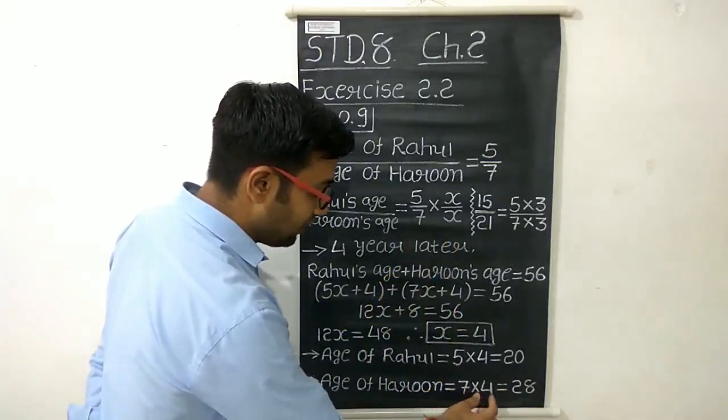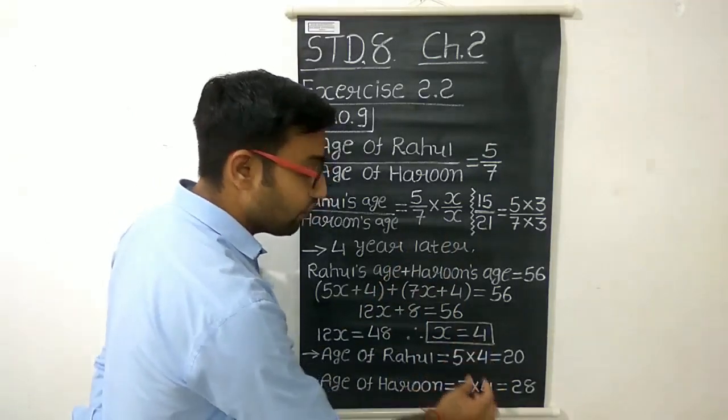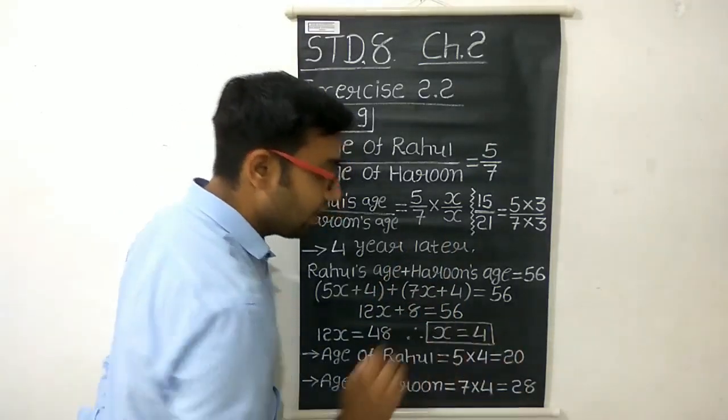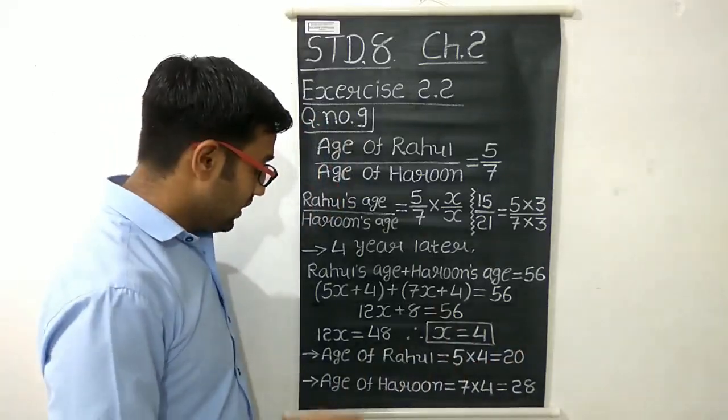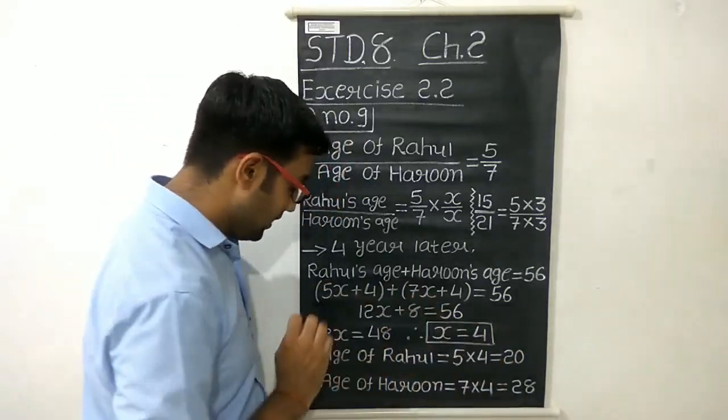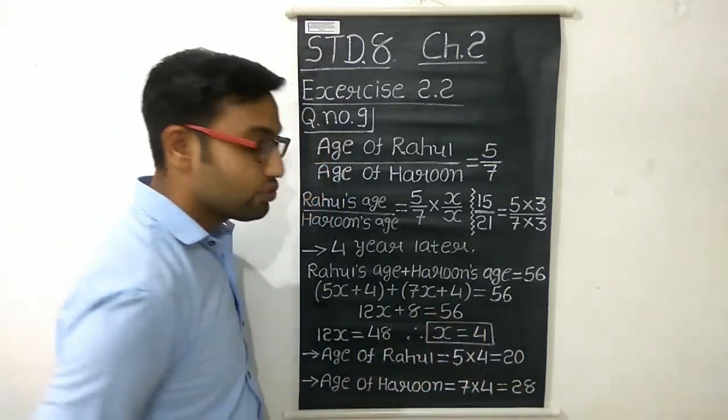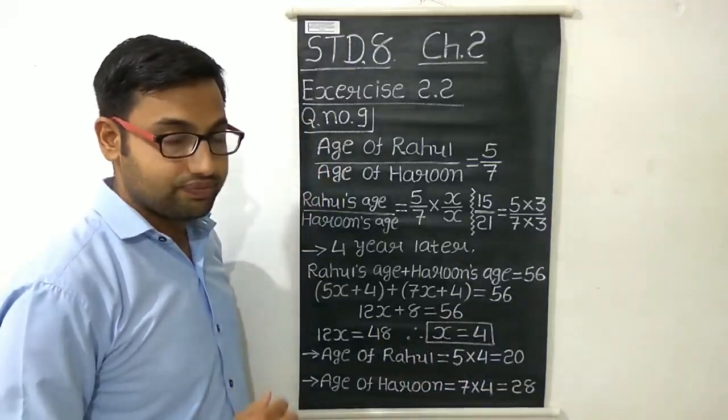That means 7 into 4. Why? X is 4. So 7 4s are 28. So the current age of Rahul is 20 years and the current age of Harun is 28 years.